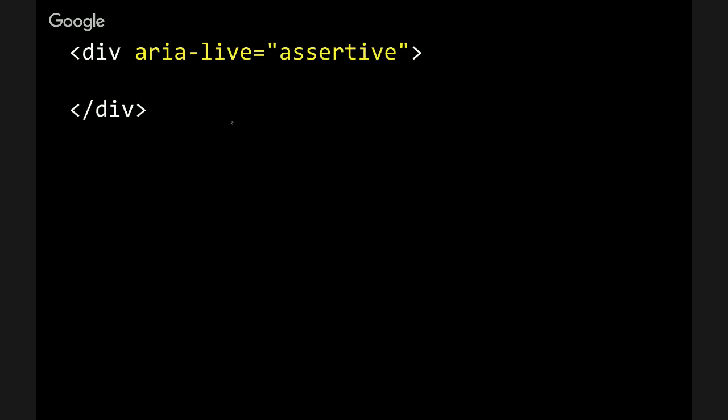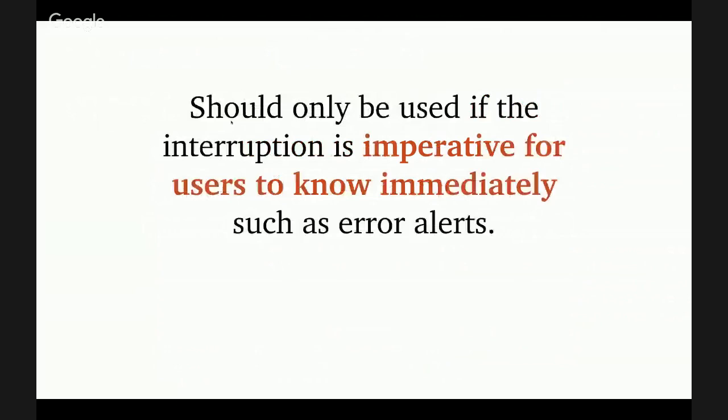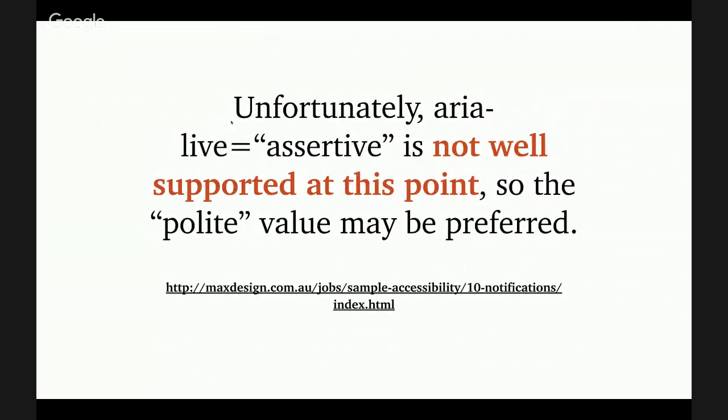And our last one is called ARIA Live Assertive. And this one should be used for important and immediate updates. So this is for imperative information that the user needs to know right now, things like error messages. Now, unfortunately, ARIA Live Assertive is not well supported at this point. So generally speaking, polite is a better solution. Now, there's a link to a bunch of testing I did some time ago, about 12 months ago. So again, it may have changed to some degree since then, but at the time of testing 12 months ago, polite was a better option than assertive, sadly.